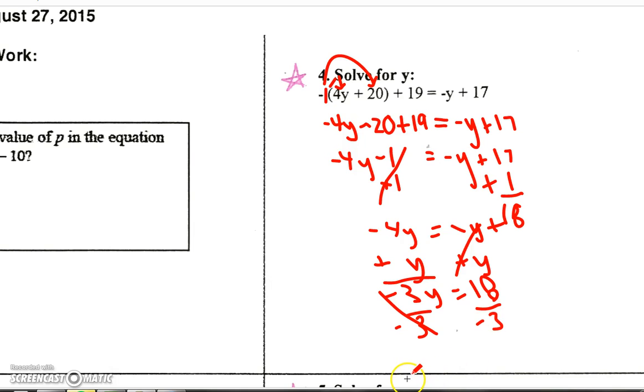18 divided by -3. Well, I know that 18 divided by 3 is 6. So 18 divided by a -3 is a -6. So now I've got y equals -6, and that is the answer to number 4 on our homework tonight. If you have any other questions, please do not hesitate to ask me.